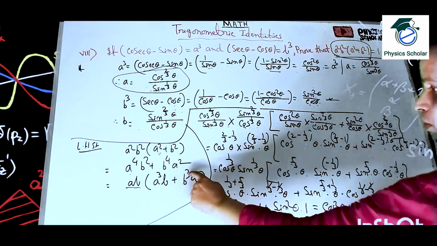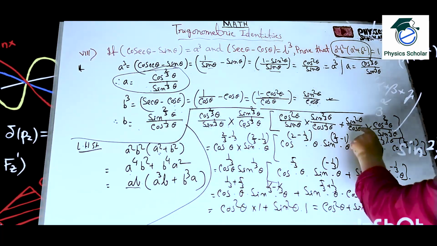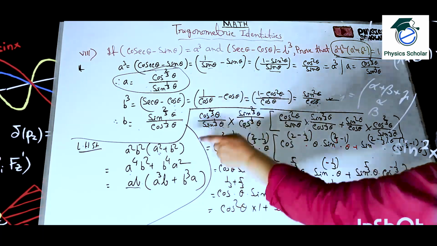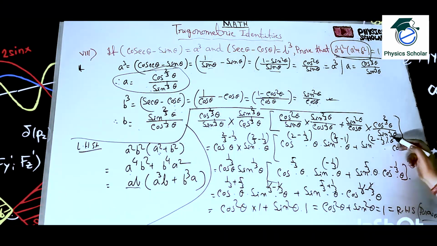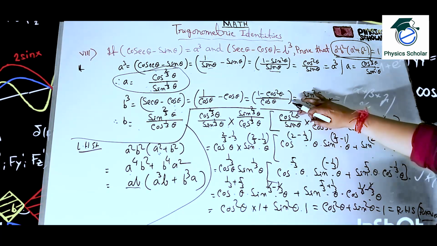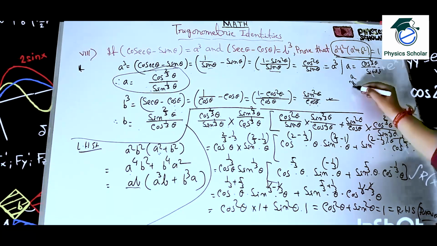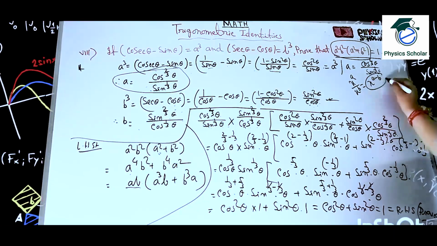plus b cube. What is the value of b cube? B cube value means sin square theta by cos theta. So sin square theta by cos theta into what is the value of a? Value of a means this one, cos to the power 2 by 3 theta into sin to the power 1 by 3 theta. Clear? Now this is the simple form, x to the power a divided by x to the power b means x to the power a minus b. So that formula we are using.